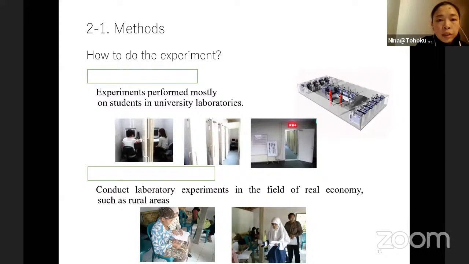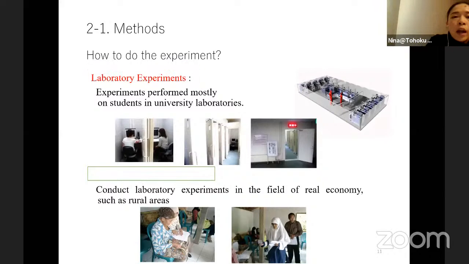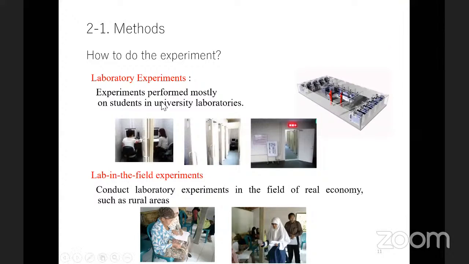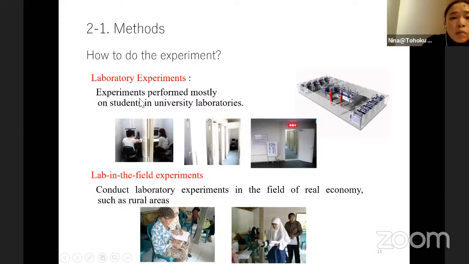And how to conduct the experiment? There are mainly two forms of experiment. One is laboratory experiments, and another is called lab in the field experiments. The difference is the location and the subject. Laboratory experiments are conducted in experiment rooms, laboratories, like this photo in a university, and the participants are mainly students in university. And lab in the field experiments is where we move this laboratory to the real world field.